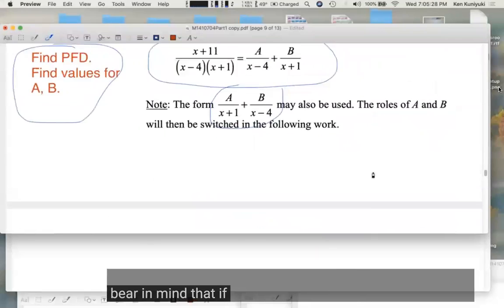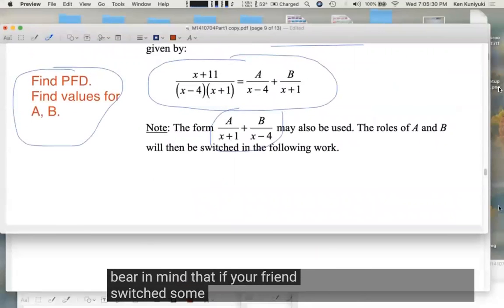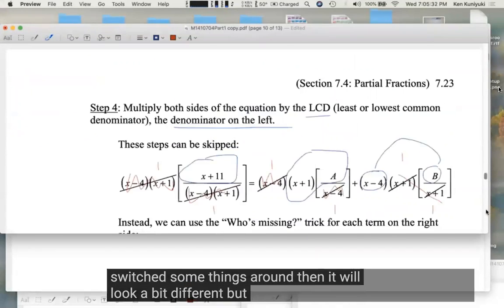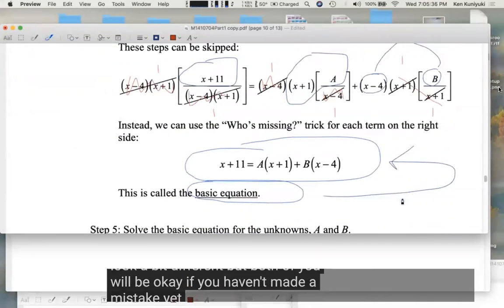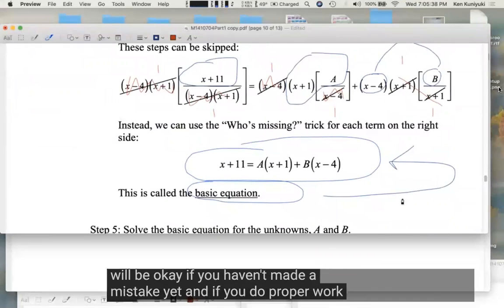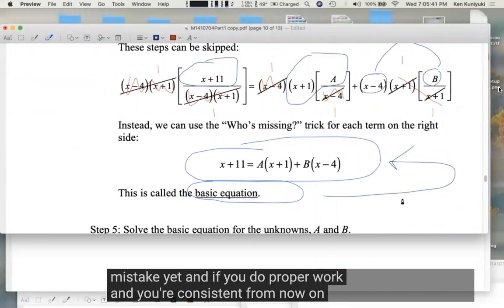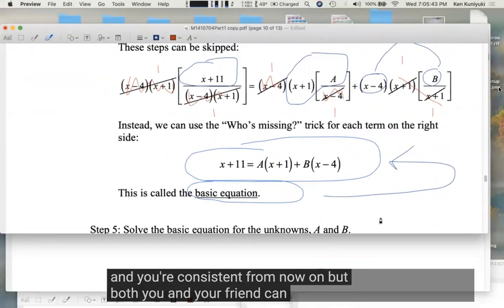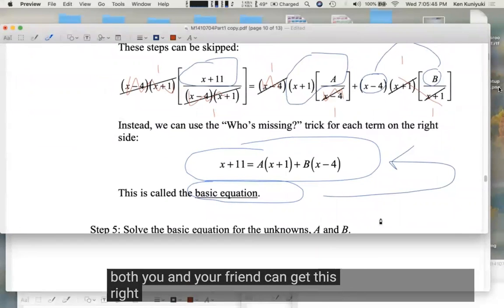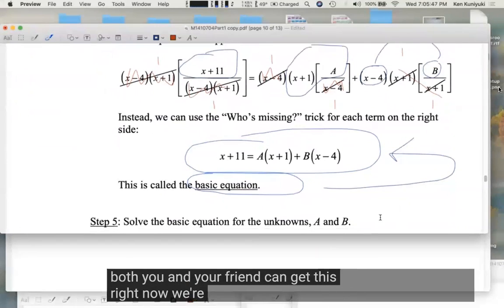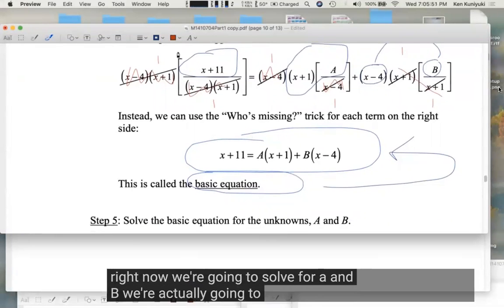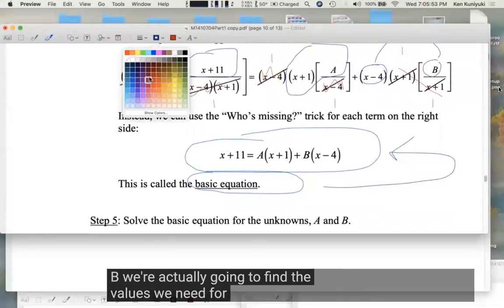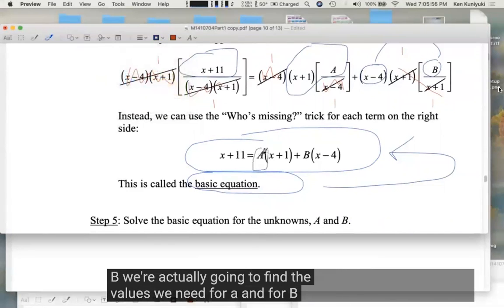Bear in mind that if your friend switched some things around, then it will look a bit different. But both of you will be okay if you haven't made a mistake yet, and if you do proper work and you're consistent from now on. But both you and your friend can get this right. Now, we're going to solve for A and B. We're actually going to find the values we need for A and for B.